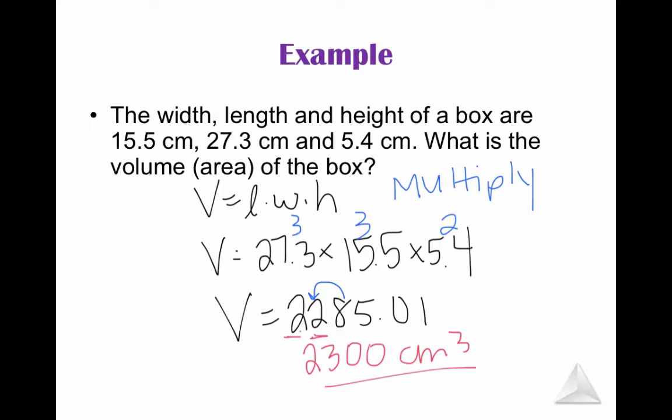So I'm going to get 2, 3, but I can't just put 23, right? Because 23 is different than 2,300. So what I'm going to do then for these last 2 numbers is I'm just going to put zeros, right? Because as long as I don't have a decimal place, any trailing zeros are not significant. So then my answer becomes 2,300 centimeters cubed.